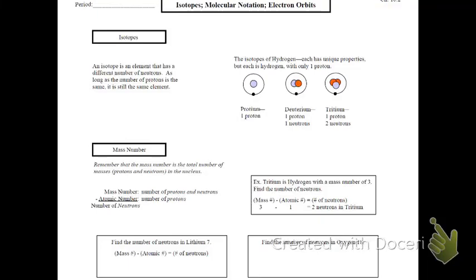All right, so we have this page about isotopes today. An isotope is an element that has a different number of neutrons. So it's the same thing. Like you could have an atom of gold and then another atom of gold, but their neutrons are going to be different. As long as the protons are the same, then it stays the same element. So those protons are the important part.